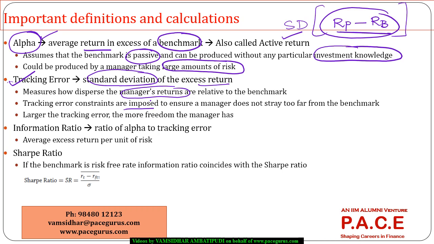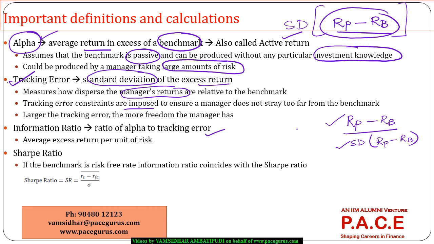So the ratio of these two things is what we are calling the information ratio, which works out as the return of the portfolio minus the return on the benchmark divided by the standard deviation of these excess returns. This is what we are calling the information ratio. So this is average excess return and this is unit excess risk. So per unit risk that a portfolio manager is taking, what is the average excess return that he has generated?